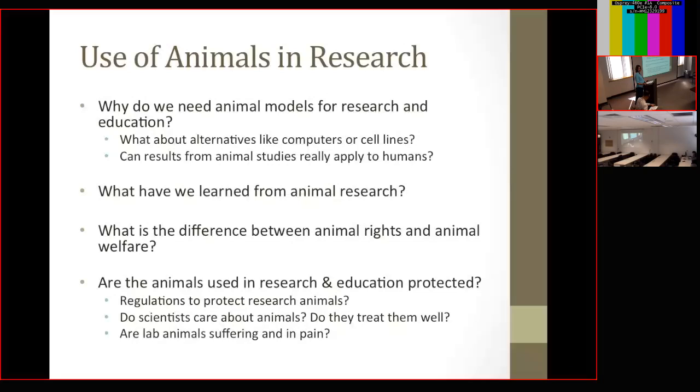We'll talk about the difference between animal rights and animal welfare, and also the groups that oppose animal research. Another question that is often brought up when talking about ethics and animal research is, are these animals protected? So we're going to talk about the regulations and policies that are in place to protect the animals that are used in research and teaching. And then we'll also talk about your role and responsibilities as researchers in complying with those regulations.